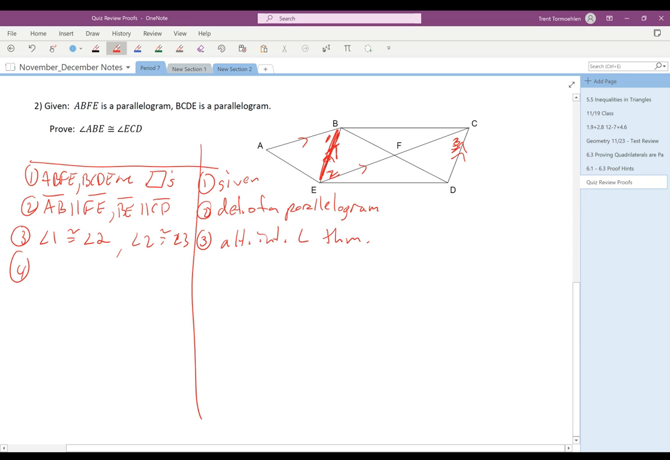And then finally, because we've got 1 is congruent to 2 and 2 is congruent to 3, we can say that 1 is congruent to 3 by the transitive property of congruence. And so that allows us to show that angle ABE, which we label as angle 1, is going to be congruent to angle ECD.